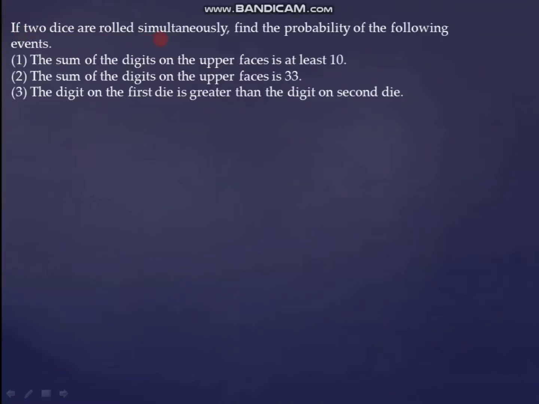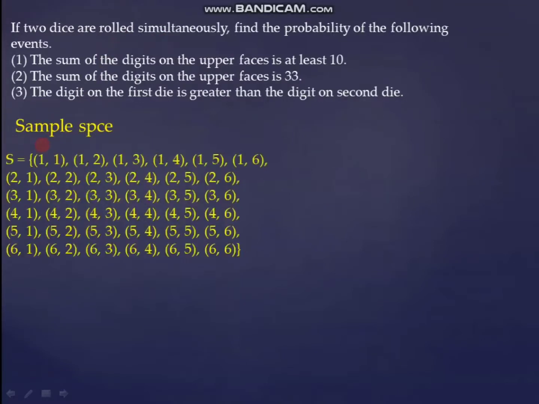First of all, we should find the sample space for this random experiment, and the sample space S is equal to 11, 12, up to 16. Then we have 21, 22, up to 26. In this way we get 61, 62, up to 66. So these are the sample points we get for this random experiment. That is, there are in all 36 sample points. Therefore n of S is equal to 36.